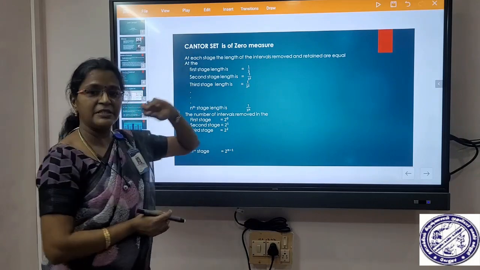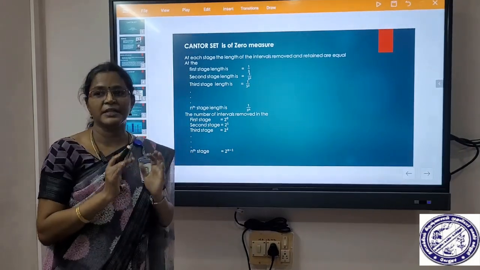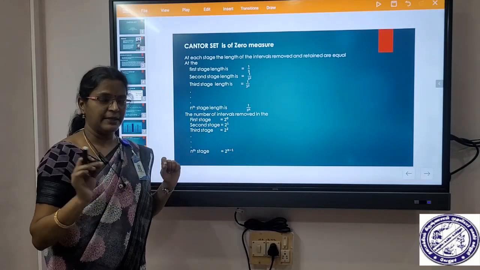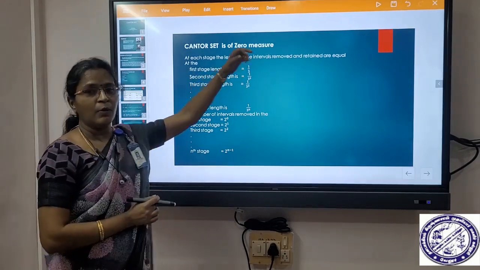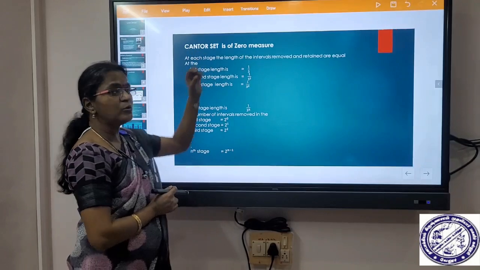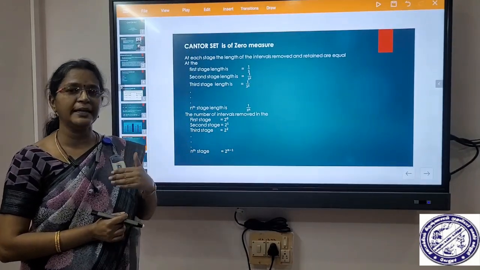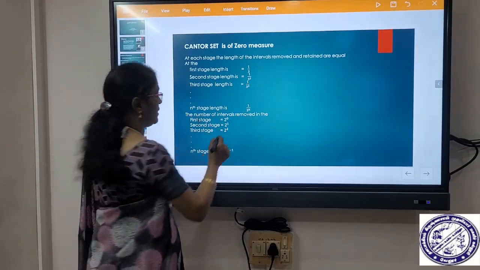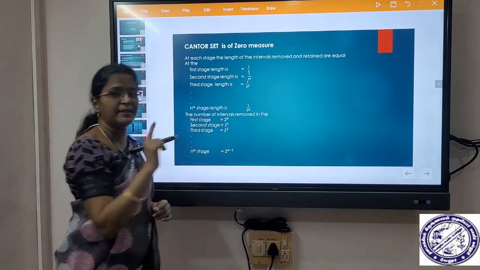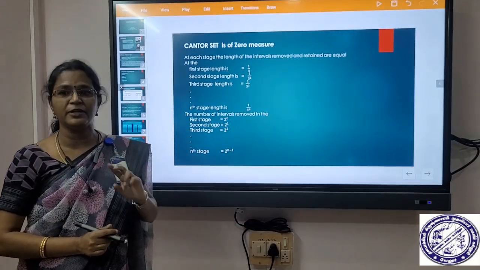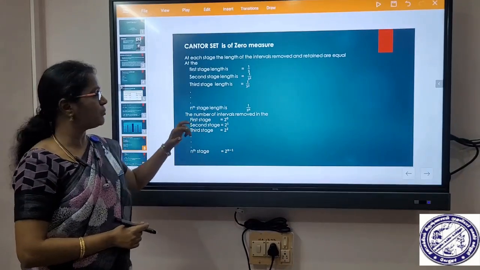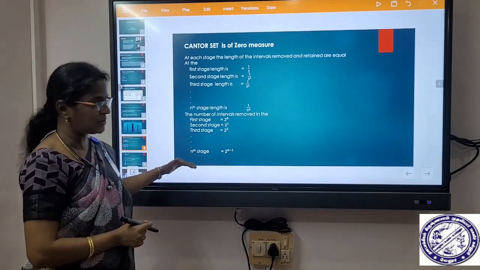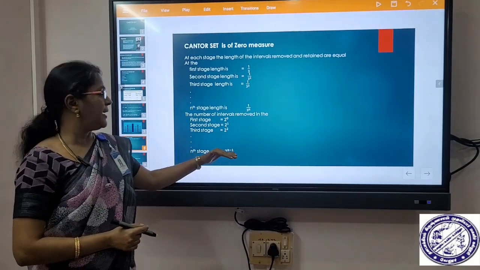At each stage, the length of the intervals removed and retained are the same, because we divided the line segment into 3 equal intervals, that is 1 by 3, 2 by 3 and finally 1. So we removed a length of 1 by 3. The number of intervals removed in the first stage is 1, so we take it as 2 power 0, and anything power 0 is 1. In the first stage we removed 1 interval, in the second stage we removed 2 intervals, and in the third stage we removed 4 intervals, and the process continues, so at the nth stage the number of intervals removed is 2 power n minus 1.